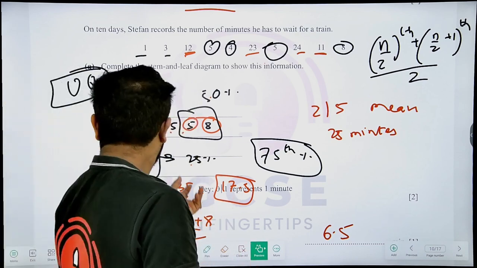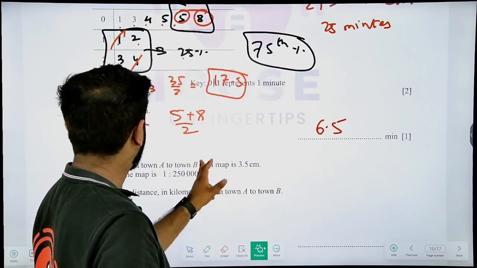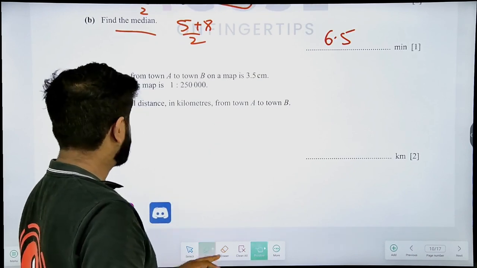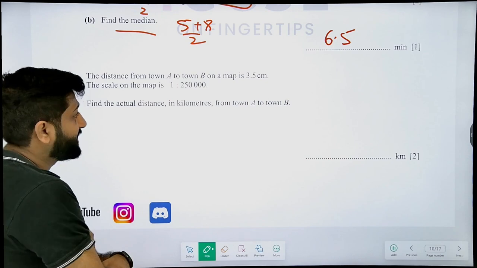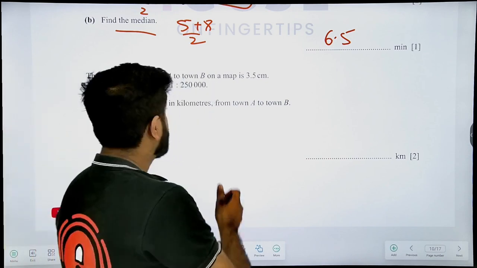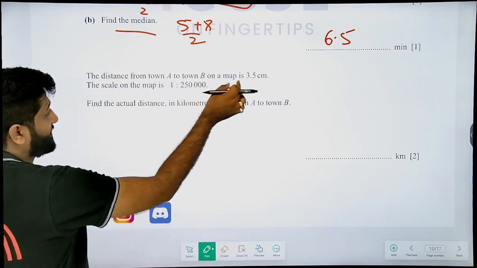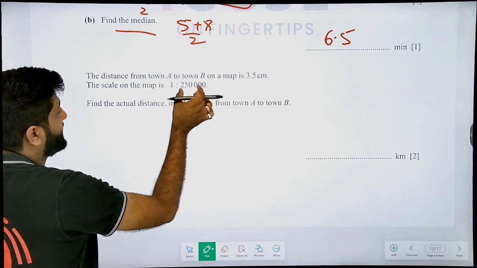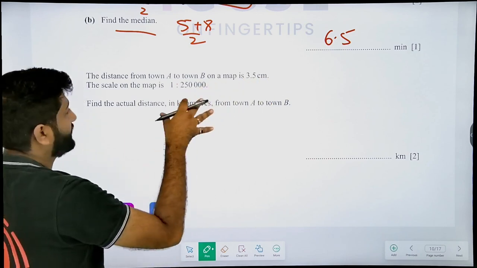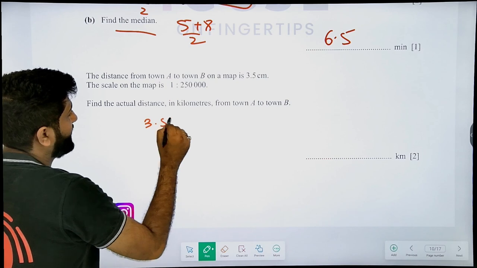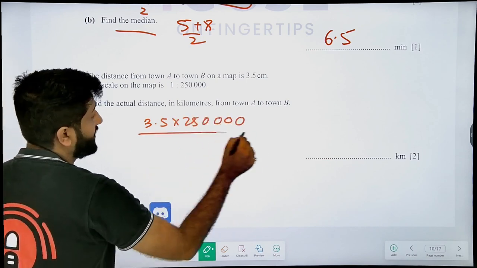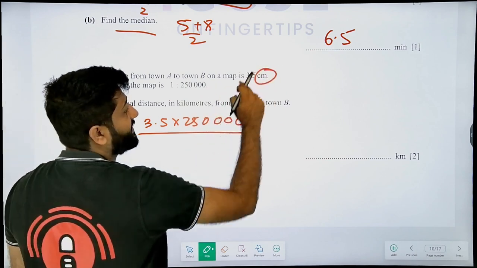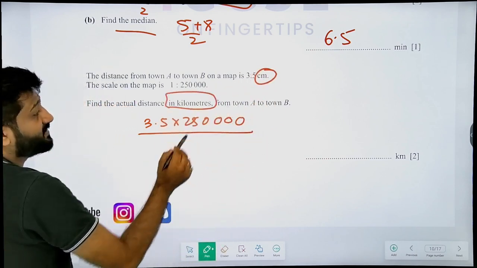Next question. The distance from town A to town B on a map is 3.5 centimeters. The scale of the map is given. Find the actual distance in kilometers. So I'll simply multiply. This is the distance on the map and this is the distance in the actual town. So 3.5 into 250, and 3 more zeros. But this is going to be in centimeters, and I have to find my answer in kilometers.